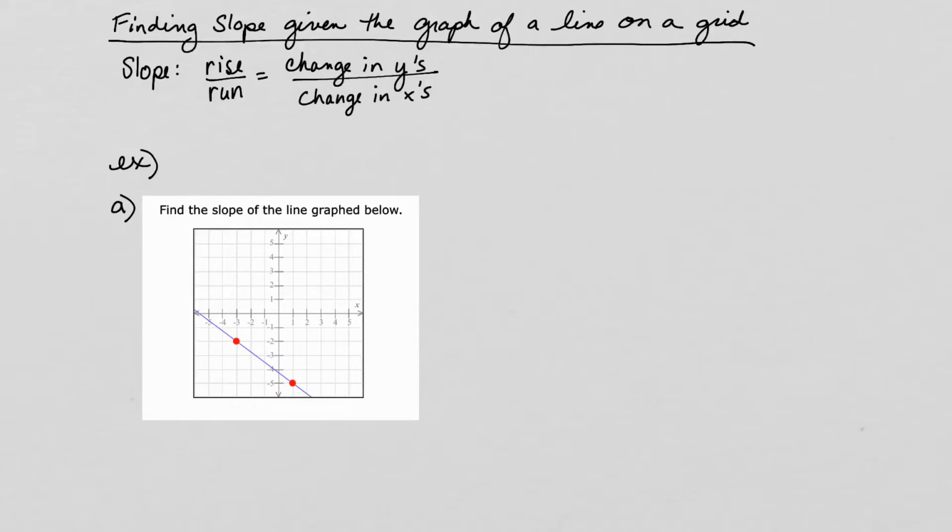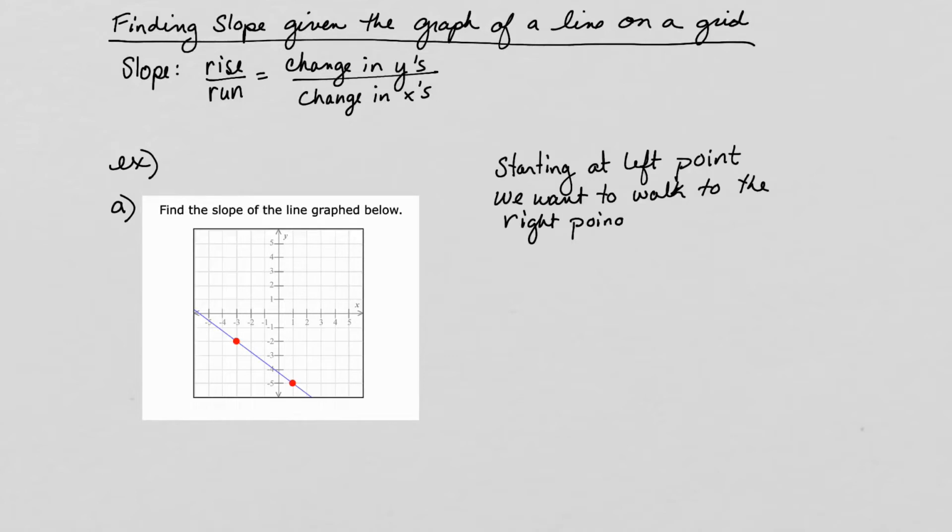And so you always want to start at the left point. So no matter whether that point is higher, lower, doesn't matter. We always want to start at the left point. So we're going to start at the left point, and we're going to think about trying to walk to the right point.